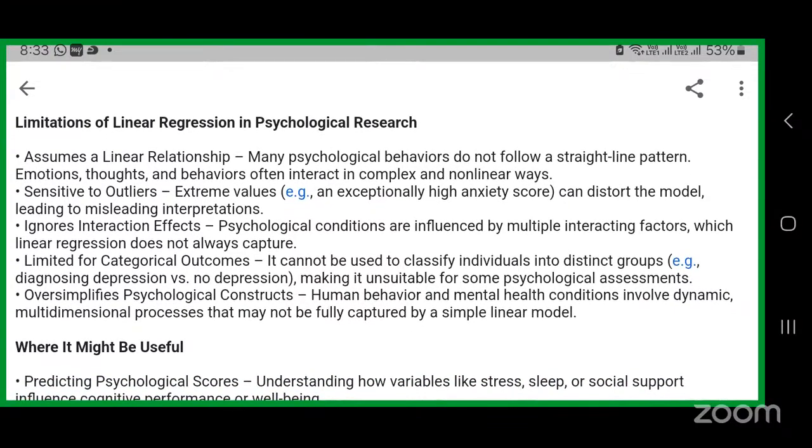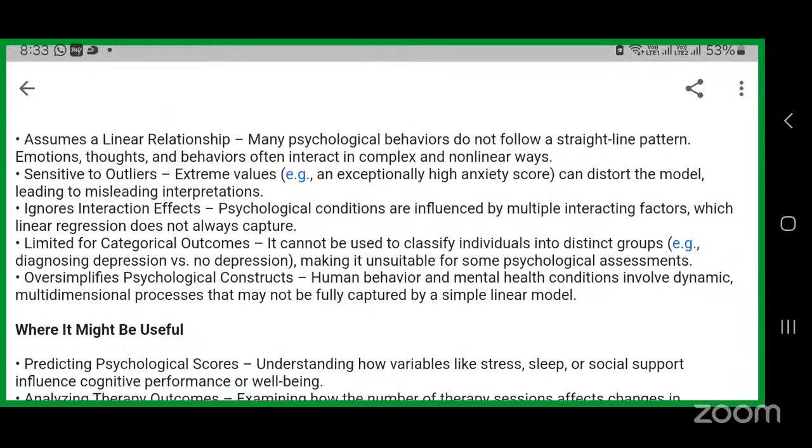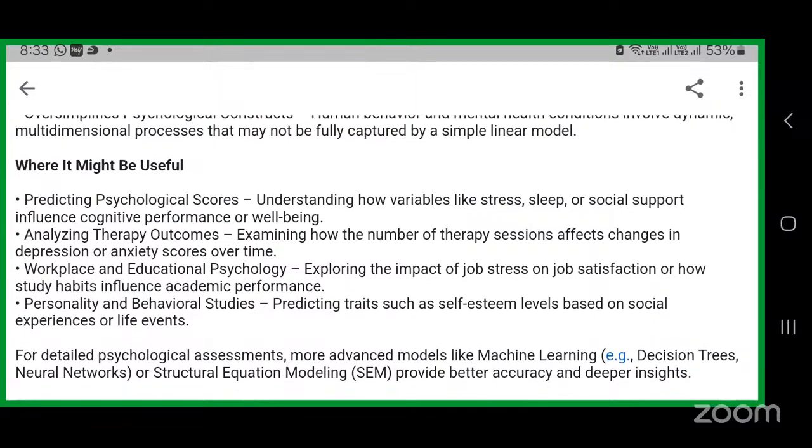Limited for categorical outcome. It cannot be used to classify individuals into distinct groups. For example, diagnosing depression versus no depression, making it unsuitable for some psychological assessments. Oversimplify psychological construct. Human behavior and mental health conditions involve dynamic, multi-dimensional processes that may not be fully captured by a simple linear model.